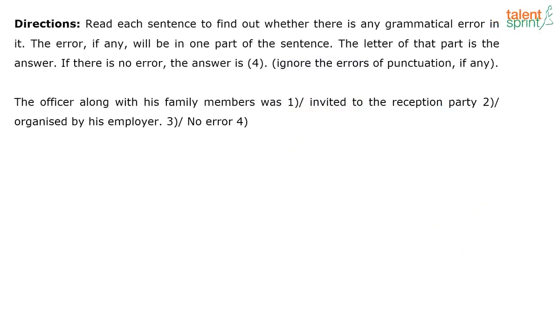The officer, along with his family members, was invited to the reception party organized by his employer. Where do you think the error is? See, if you look at subject verb agreement, we know that along with his family members is just additional information, a prepositional phrase. The officer is the subject. So was as a verb is correct. So it's not a subject verb agreement error. But where else is the error? Yes, the error is in part 2.